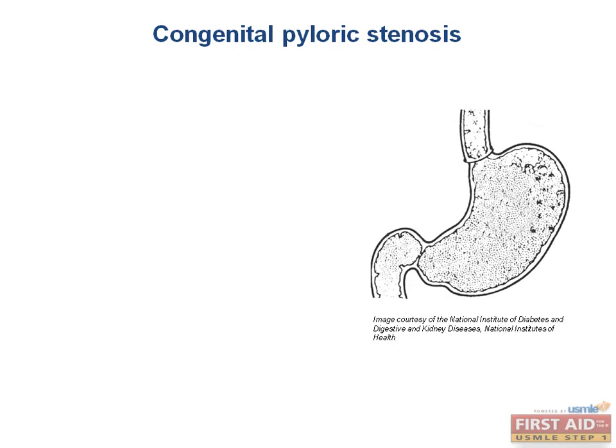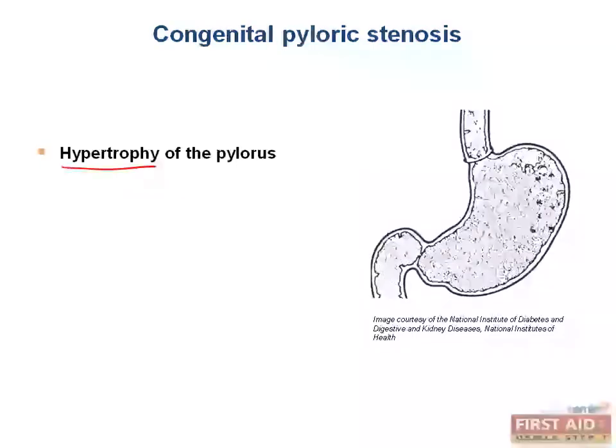Okay, let's next talk about congenital pyloric stenosis. Congenital pyloric stenosis occurs when there is a narrowing of the opening from the stomach to the intestine as a result of hypertrophy of the pylorus. This occurs at the region of the stomach connecting to the duodenum, which you could see here on the image, and this causes an obstruction.